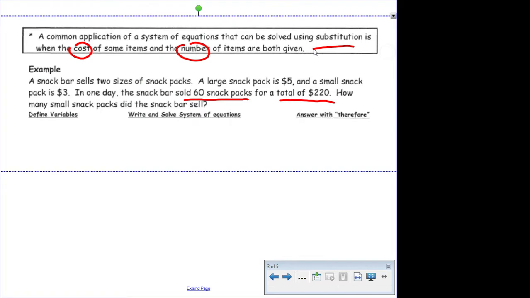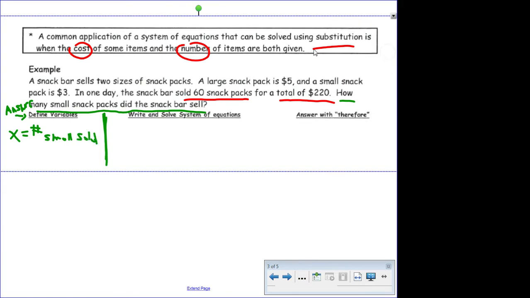Okay, the key to this is, first, you must define variables. Have your variables be the answer. 98% of the times when you define a variable, it's the answer to the question. The question here is, how many small snack packs did the snack bar sell? Shoot, not a great question. So I'm going to have x be the number of small sold.